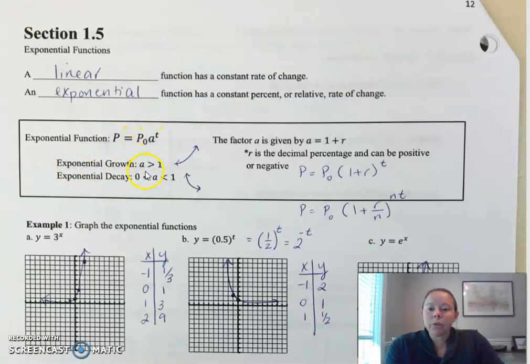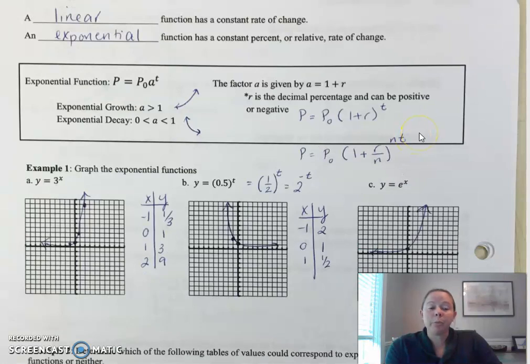Now, if A is greater than 1, so if R is going to be a positive number that you would add to 1, then that's going to become an increasing exponential function. If A is between 0 and 1, that means R must have been a negative number to make this less than 1, making this a decreasing function. So R is the decimal percentage. It can be positive or negative, and that's what we just talked about. So this formula and this formula are exactly the same, but you have to remember that A is equal to 1 plus R.